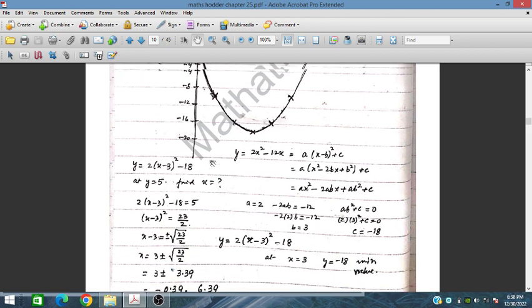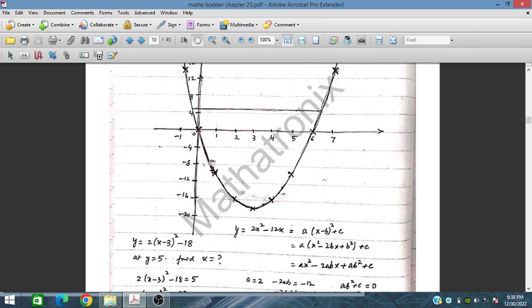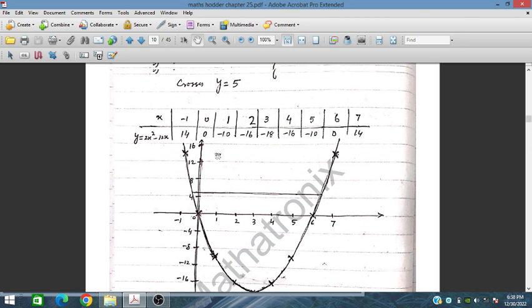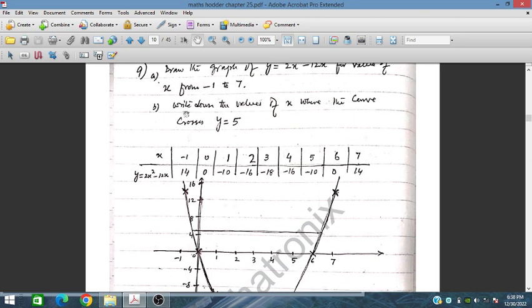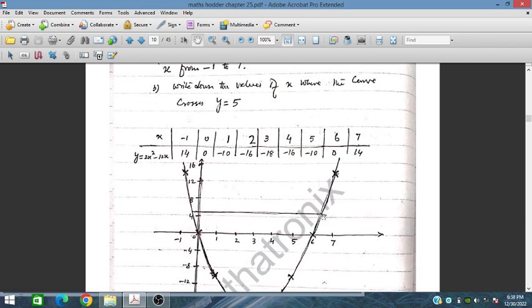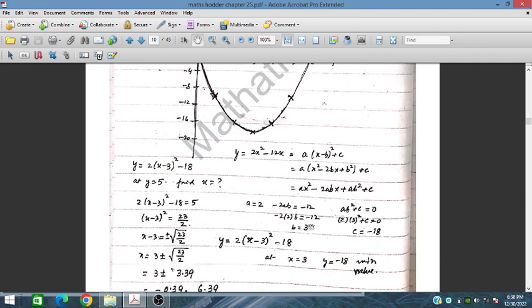At y is equal to 5, we have to find the values where the line crosses. In the b part, we have to find the value of x at y is equal to 5. At this value, this line is crossing the curve, so we have one point and the other, and these two point solutions are obtained here.